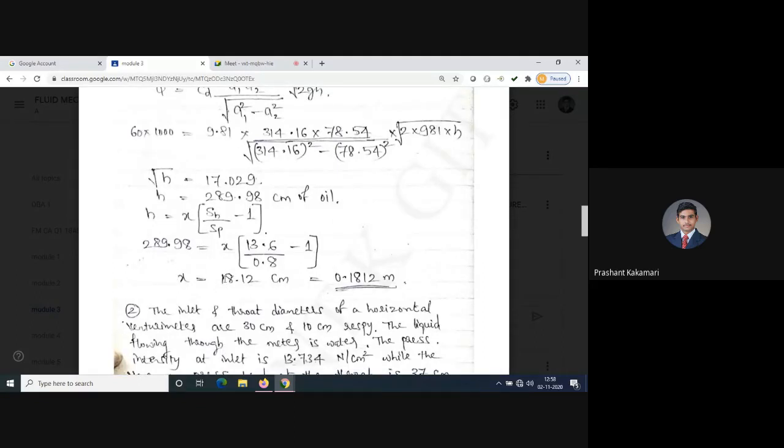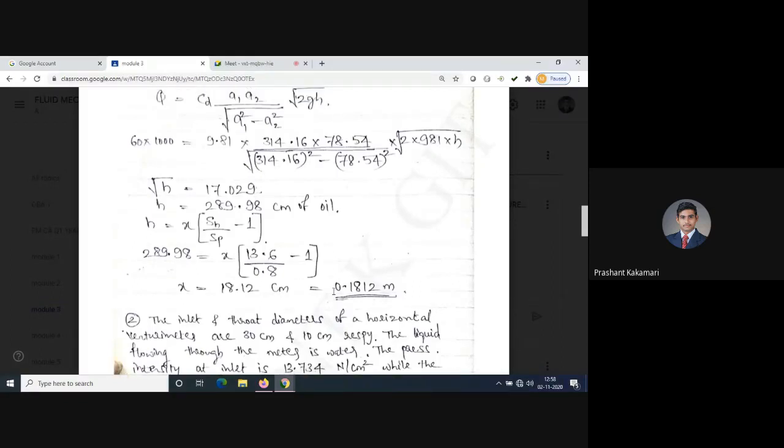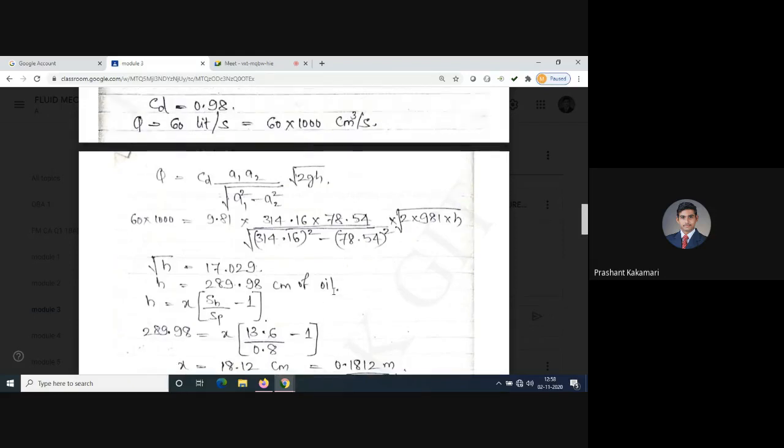This 18.12 centimeter, what you are observing, is with respect to mercury. Later, if you want it in meters, you can convert it to meters also. So please, one of you check these values, whether they are correct or not. Later, we can proceed to the other problems.